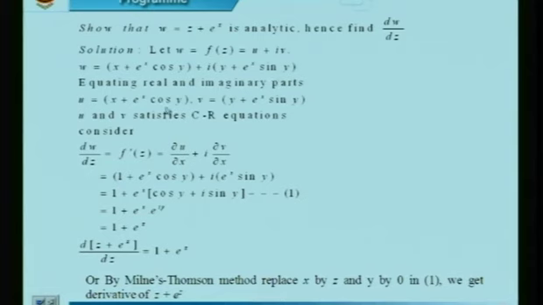So these two also satisfy the CR equations, and then using the same property, dou u by dou x plus i into dou v by dou x. Dou u by dou x means differentiate this with respect to x, I get this one, and differentiate this with respect to x, I get this term. So simplify this: 1 plus e power x into cos y plus i sin y, again that is e power iy. So e power iy into e power x is e power x plus iy, therefore it is e power z.